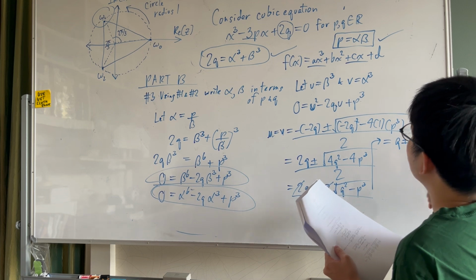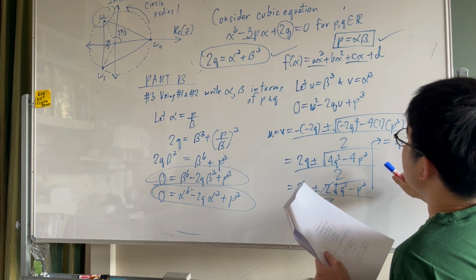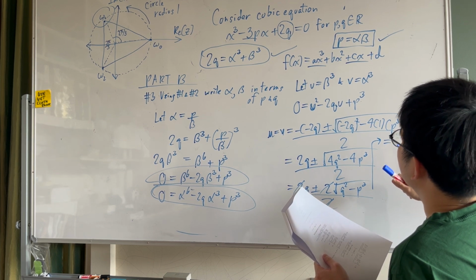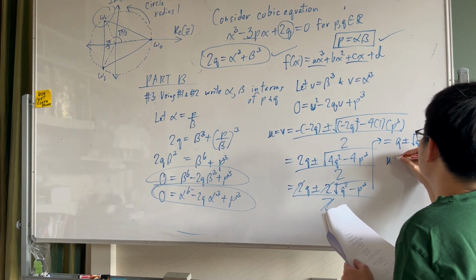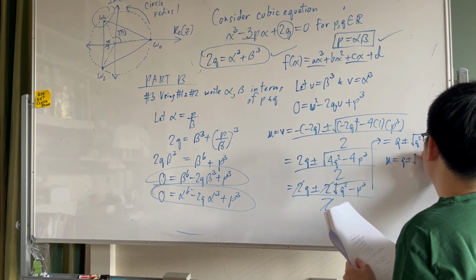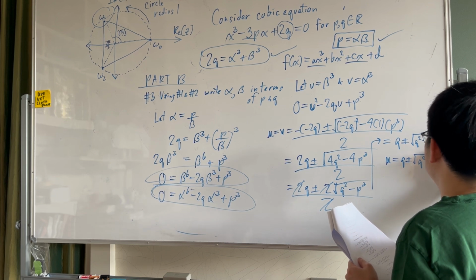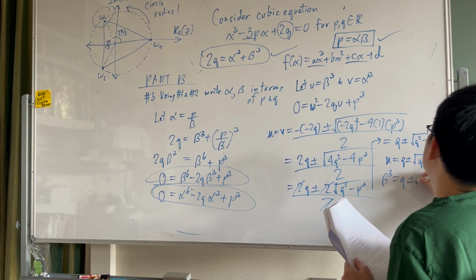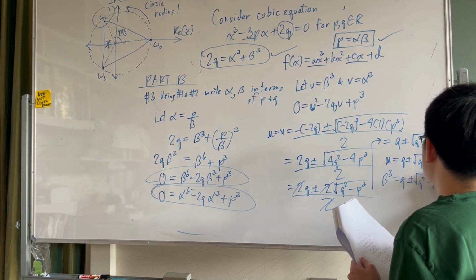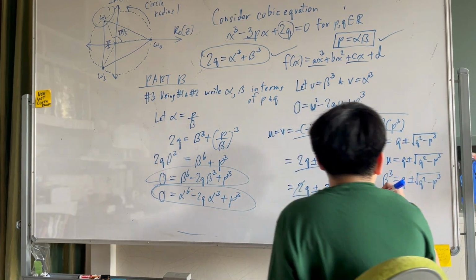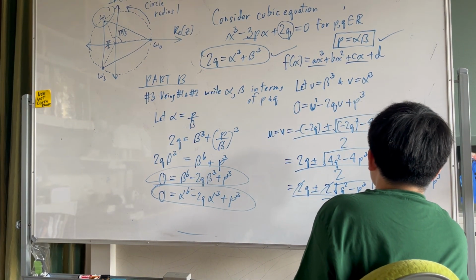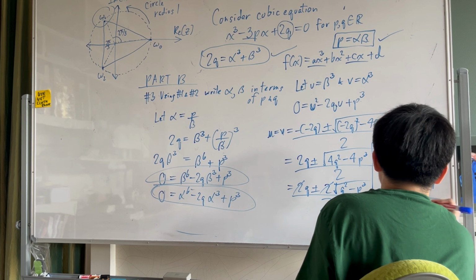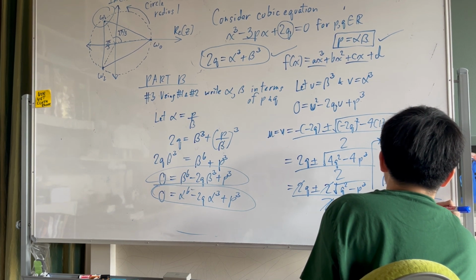But remember that this was just u or v at the end of the day. So u equals q plus or minus square root of q squared minus p cubed. But u is beta cubed. So now I do the cube root of this garbage. Beta equals cube root of q plus or minus square root of q squared minus p cubed.